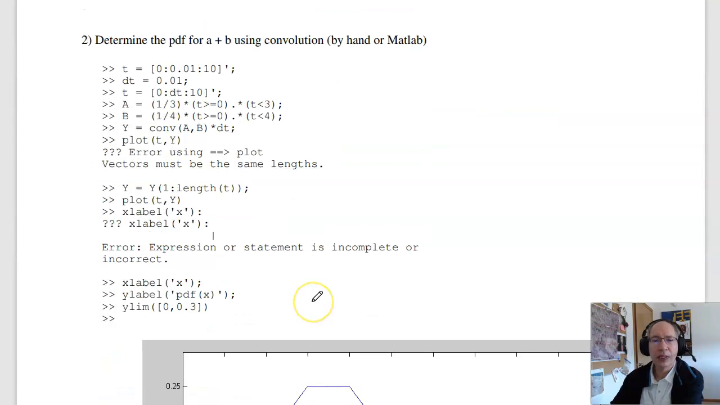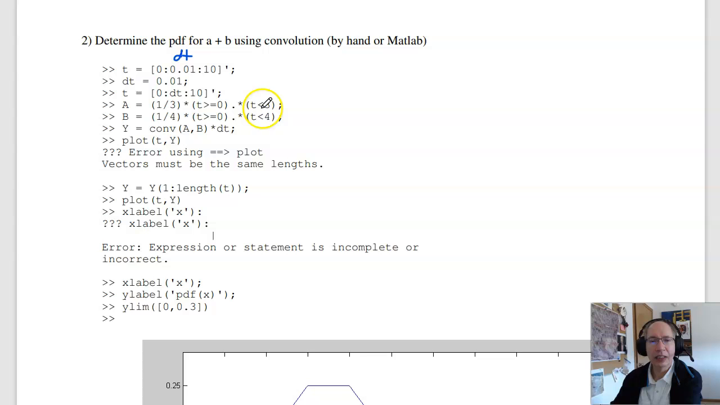Problem 2 is repeat using convolution. So what I can do is just have time go 0 to 10 seconds. My step size, that's your dt, is 0.01. Let's see. Then A is 1/3 for time bigger than 0, less than 3. B is 1/4 for time greater than 0 and less than 4. Or since t starts at 0, I could just say t less than 4.